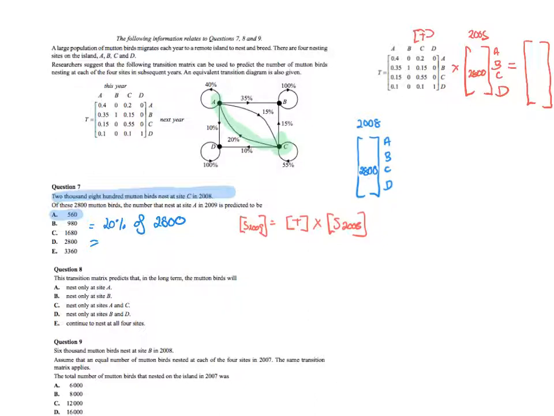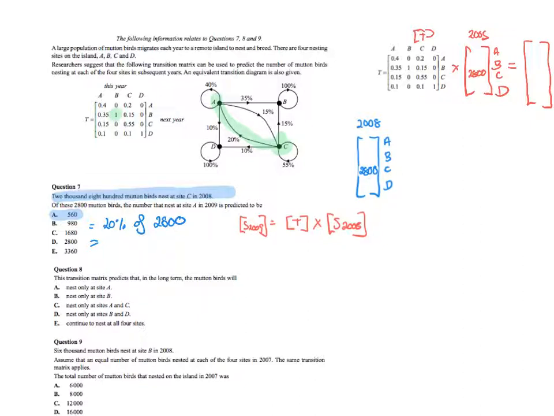The transition matrix predicts that in the long term, the mutton birds will nest at site A only. So what you've got to look at, we don't really know how many birds there were to begin with, so we probably have to interpret the transition. So have a look at the transition up here. Sorry, I've got to pause. So if we look up at this transition, can you see the 1 there with the B? Oh, no, you can't, sorry. So can you see the 1 in the transition there?